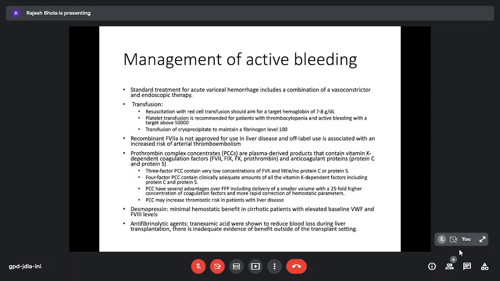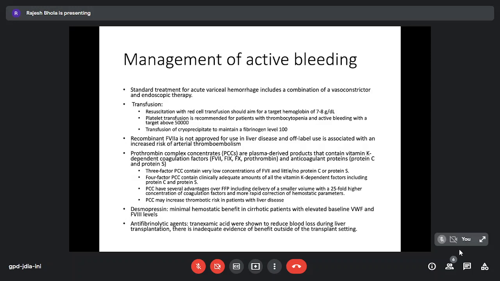Recombinant factor 7 is not approved in case of liver disease, but off-label use has shown an increased risk of arterial thrombosis. So please refrain from the use of recombinant factor 7. You have to assess the clinical risk before using recombinant factor 7. Instead, you can use a prothrombin complex concentrate, which is a plasma-derived product that contains vitamin K-dependent coagulation factors and anticoagulation proteins like protein C and S. So there is a balance between procoagulant and anticoagulant proteins.